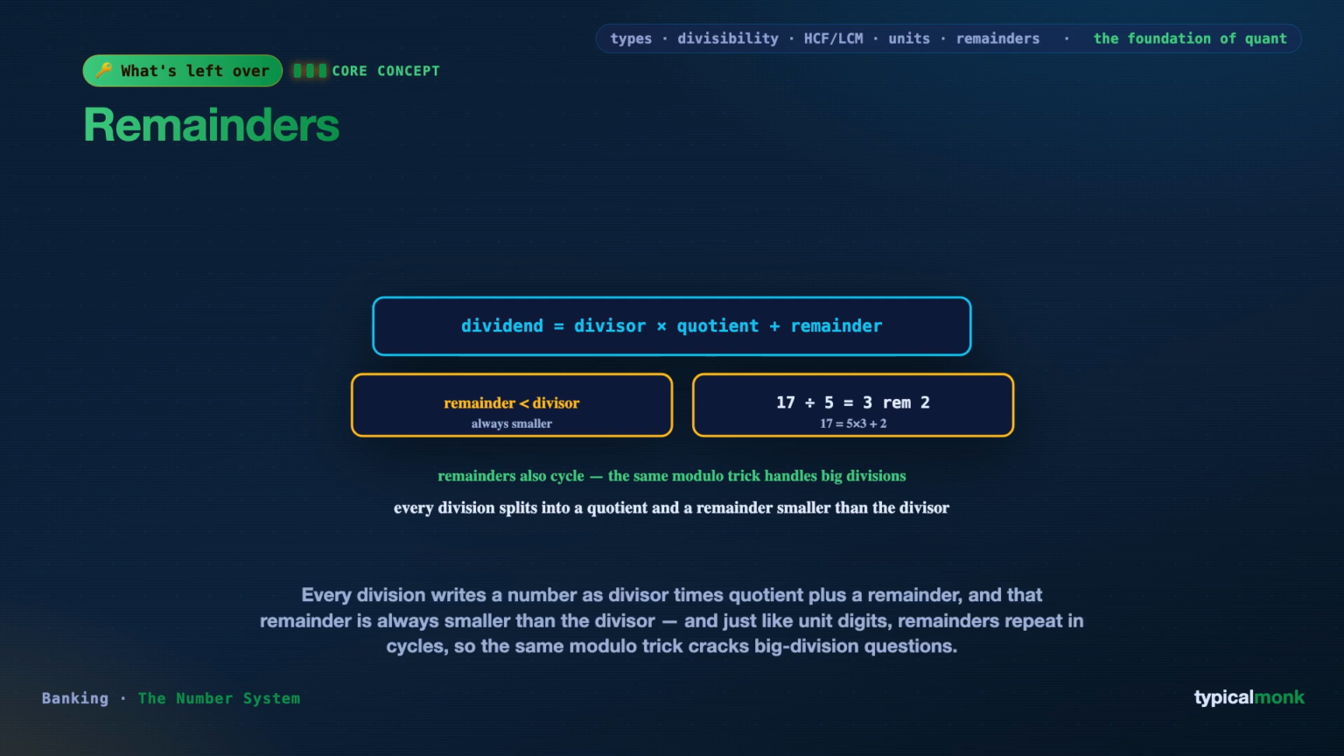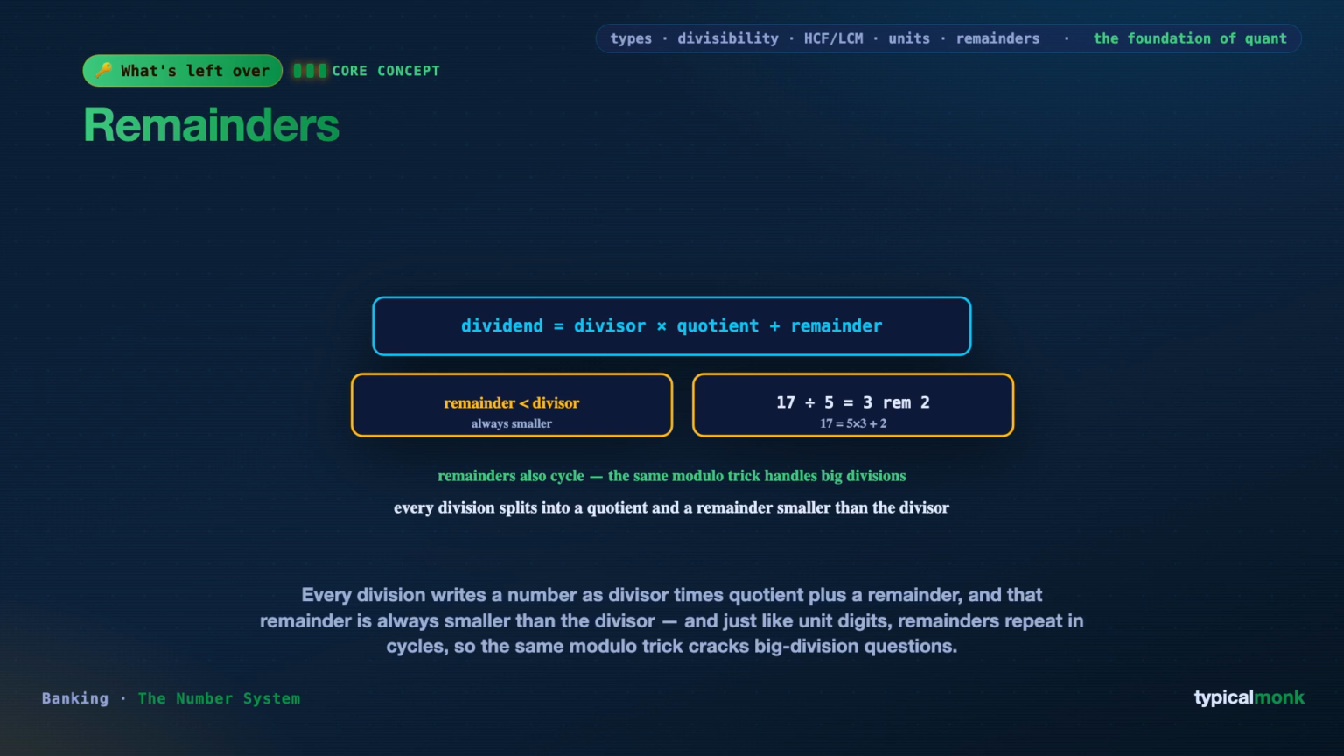So the takeaway: every division splits a number as divisor times quotient plus a remainder. And that remainder is always smaller than the divisor. And, exactly like unit digits, remainders repeat in cycles.